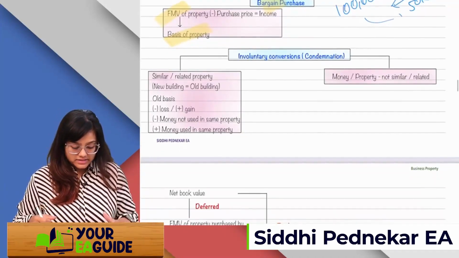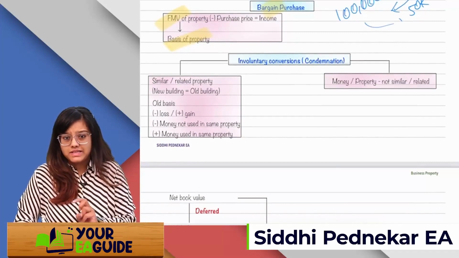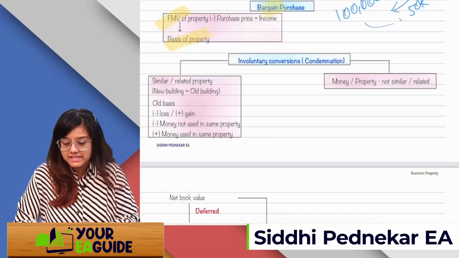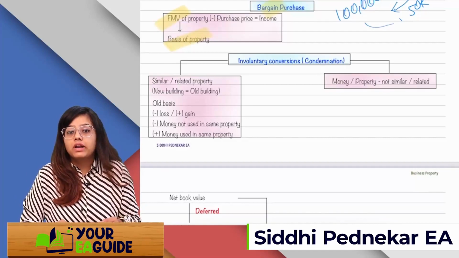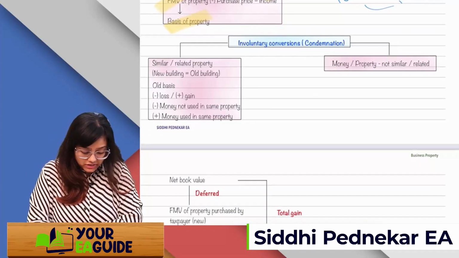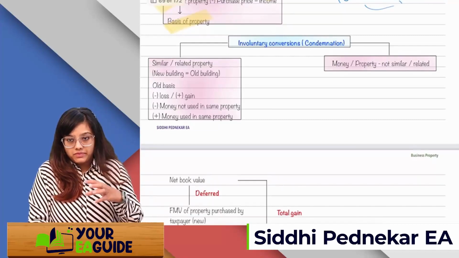In that case, what happens? This is the one example of government. Second is, if there is any other situation like this, mandatory acquisition, I can say. Okay, in that case, what will happen? If a similar or related party is there, right?